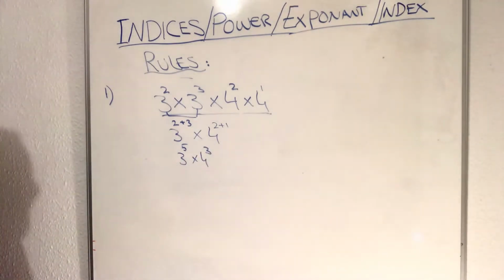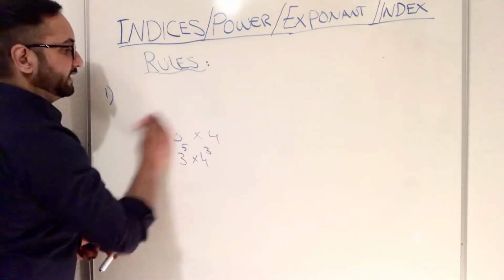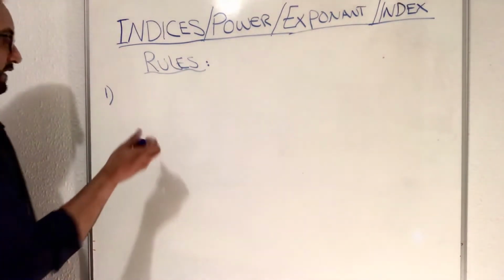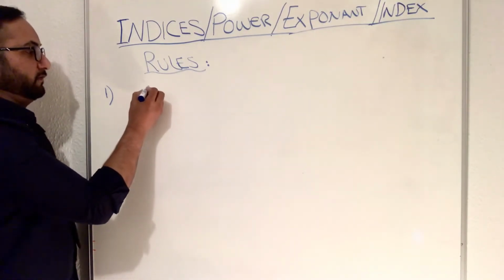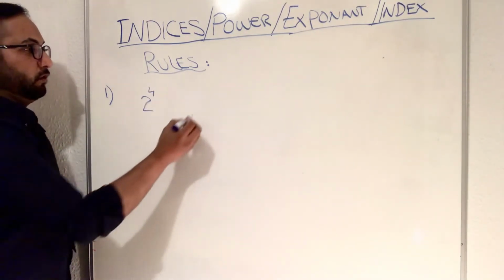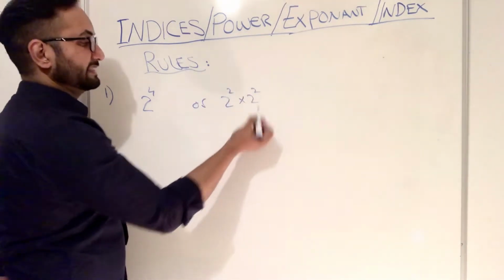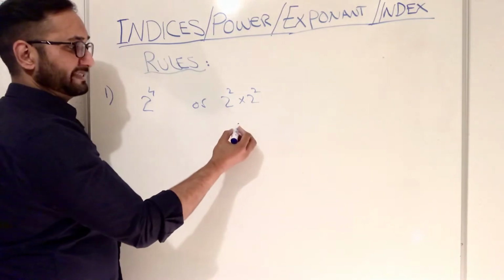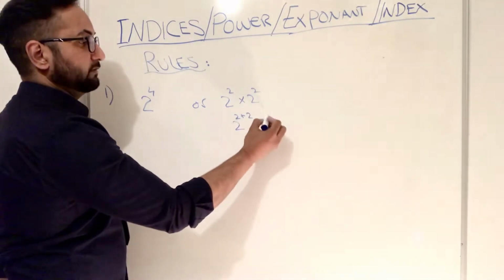This is in index form. I can explain why they are equal like that. If I write down 2 power 4, or if I write down 2 power 2 times 2 power 2, it is the same thing, because both have the same base. So we can add the powers, which gives 2 power 4.